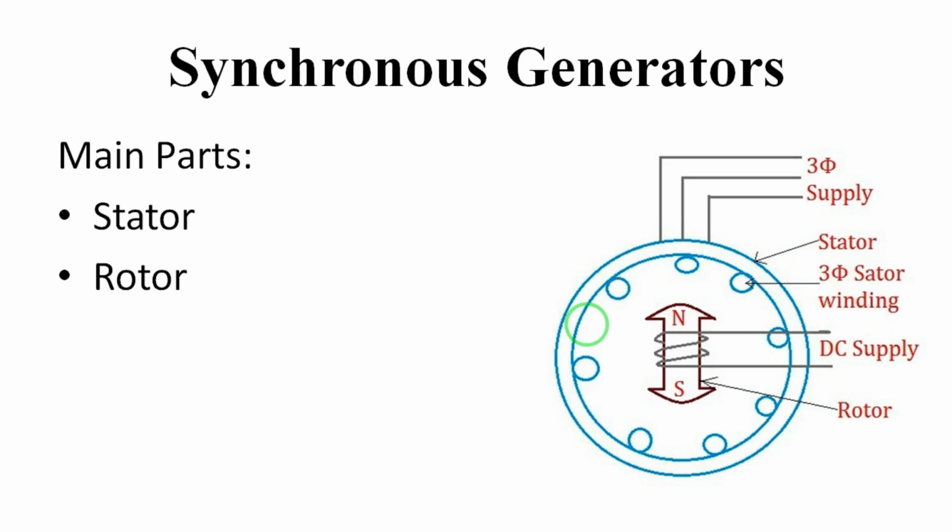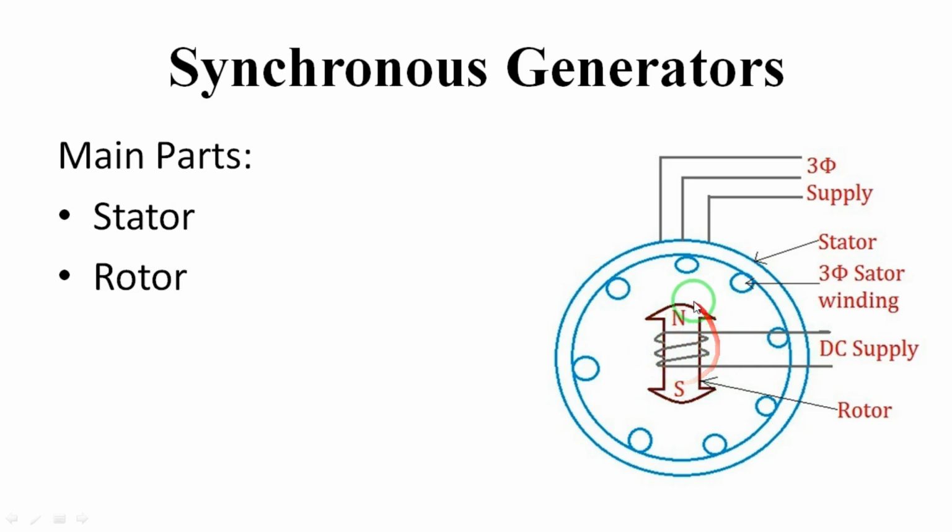Now coming to the rotor. The rotor is supplied by DC, which is separate excitation. When the supply is given to the field winding, which is connected to the core part, it acts as an electromagnetic field and creates a north pole and a south pole.